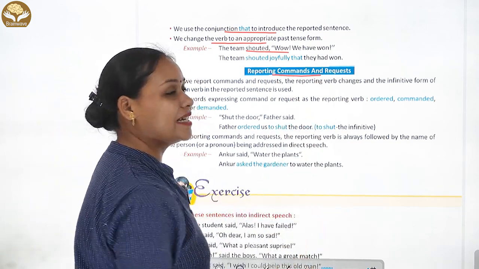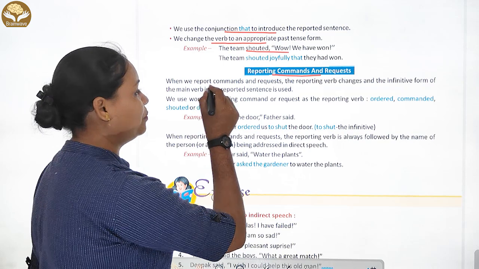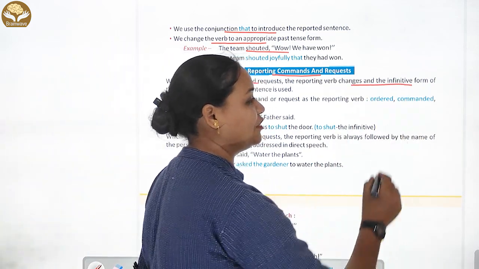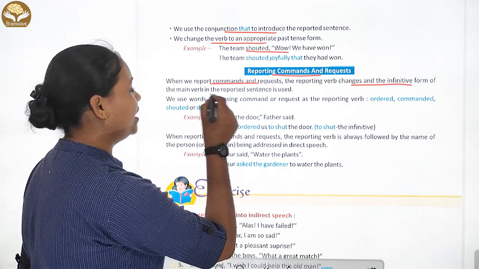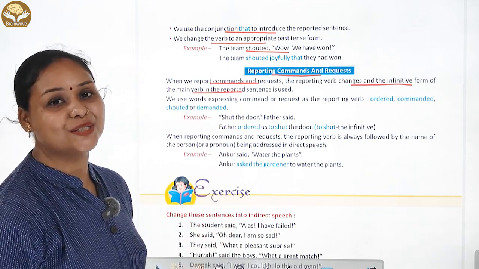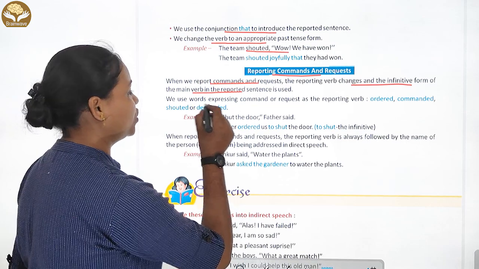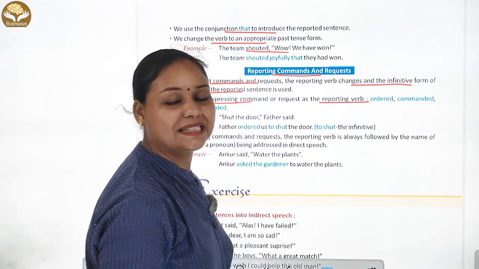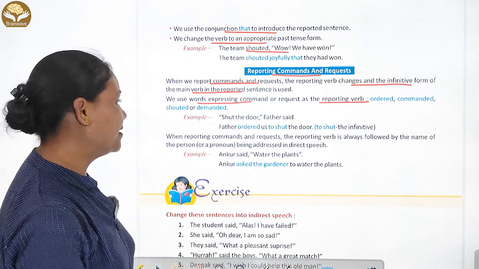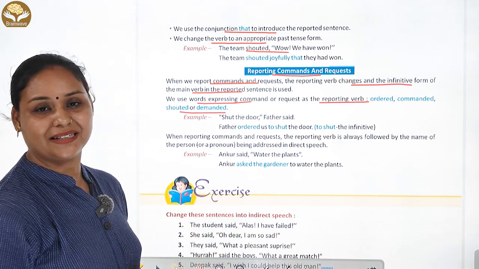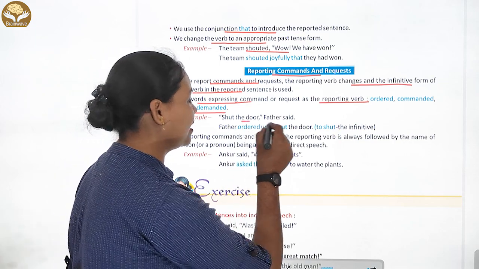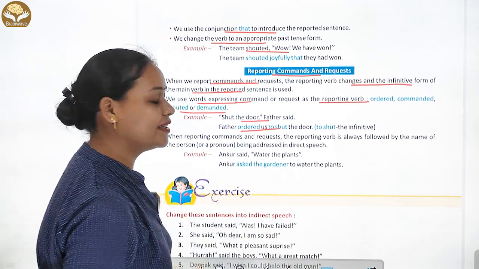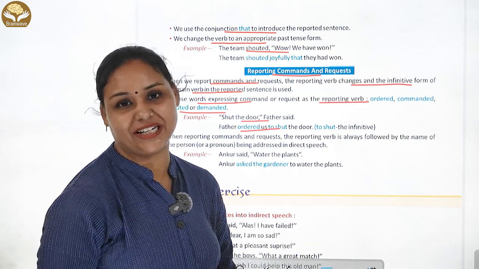Next are reporting commands and requests. When we report commands and requests, the reporting verb changes and the infinitive form of the main verb in the reported sentence is used. We use words expressing commands or requests as the reporting verb, जैसे ordered, commanded, shouted or demanded. Example है, father said, shut the door. Father ordered us to shut the door. To shut क्या है? हमारे पास infinitive है.